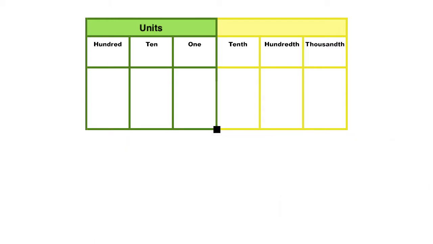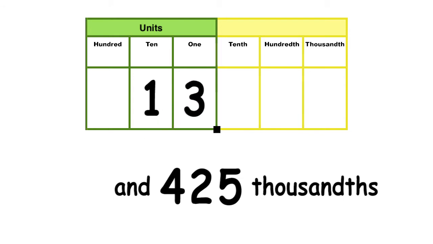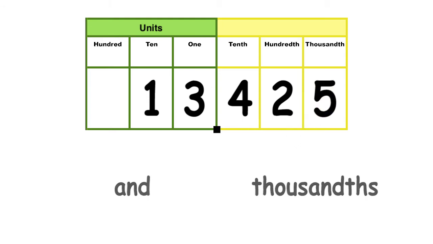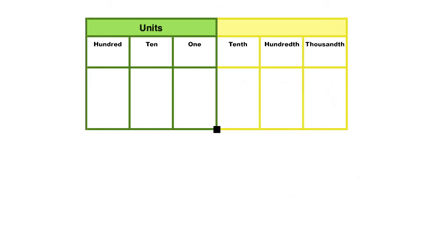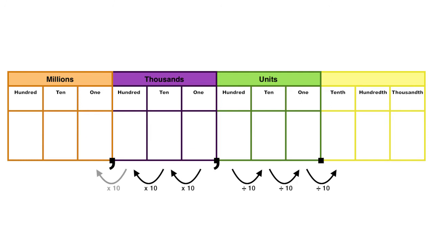Our place value system has the whole numbers and the fractions of a whole separated out by the decimal. If we have 13 and 425 thousandths, we can record this on the place value chart to show that we have 1 ten, 3 ones, and 4 tenths, 2 hundredths, 5 thousandths. We know that each place value gets 10 times smaller or is divided by 10 each time we move to the right, and that each place value gets 10 times larger or is multiplied by 10 with each move to the left.